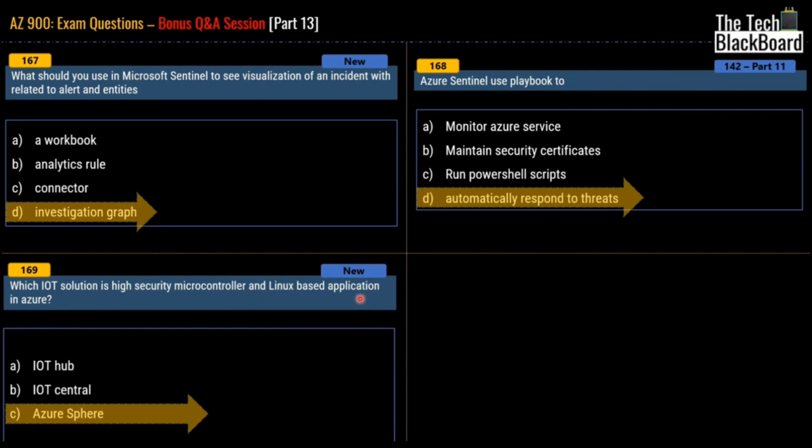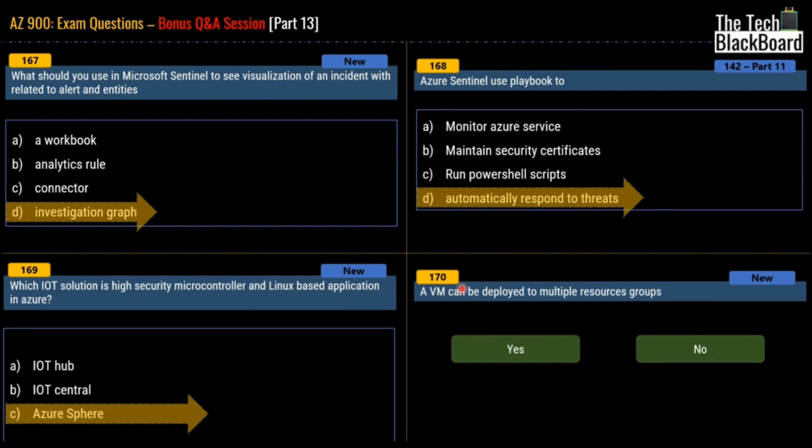So thus, our answer to this question is correct. Now let's move to question number 170. It says that a VM can be deployed to multiple resource groups. Is it yes or is it no? The correct answer is no.